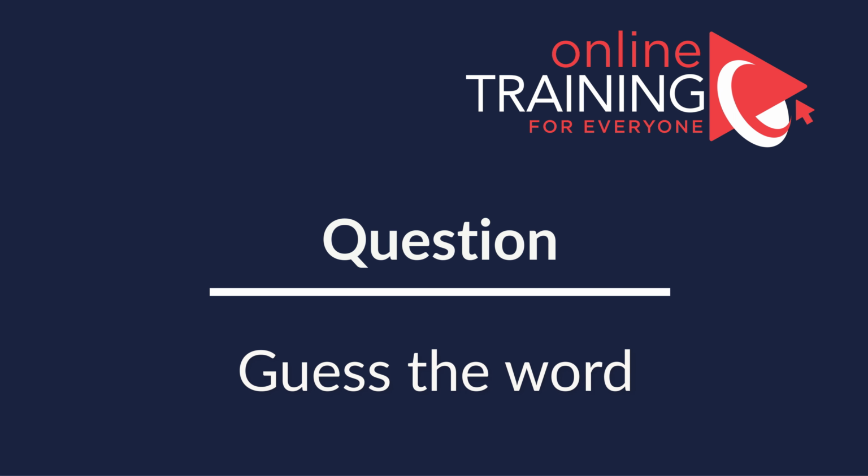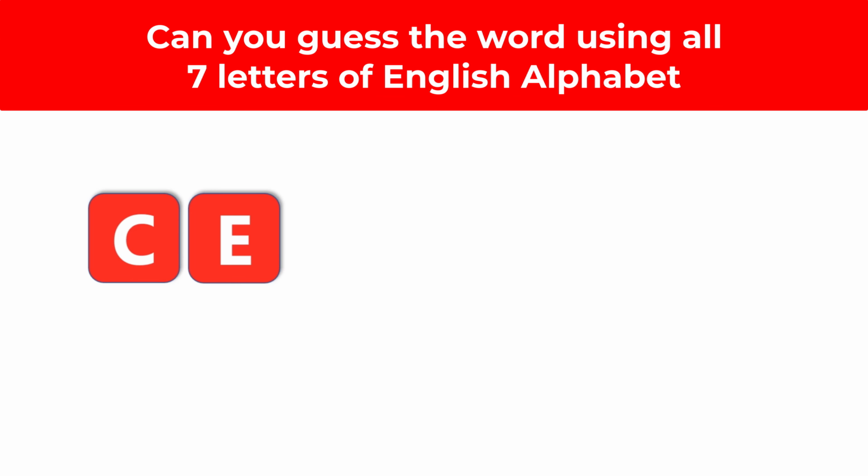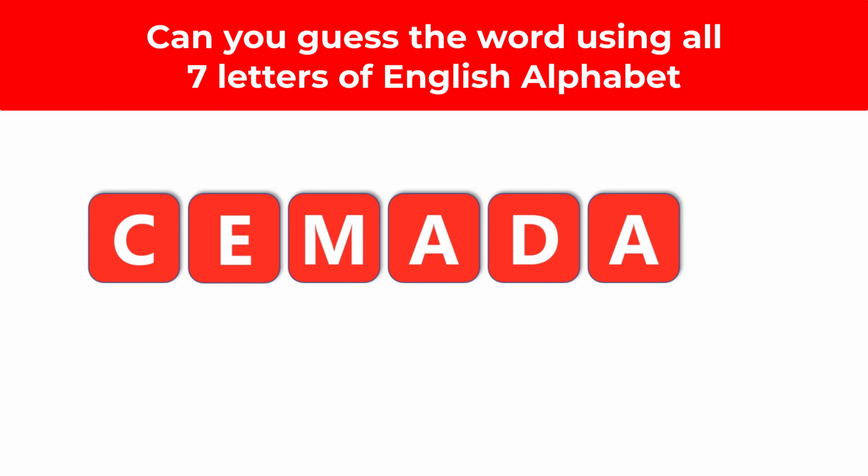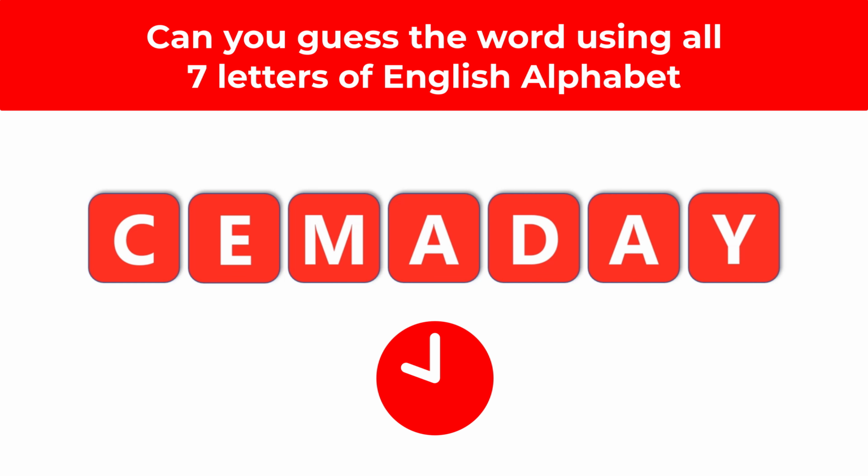Here's the tricky problem we frequently see on the test. You're presented with the 7 letters of English alphabet. The letters are C, E, M, A, D, A, and Y. And you need to guess the word using all the letters presented.